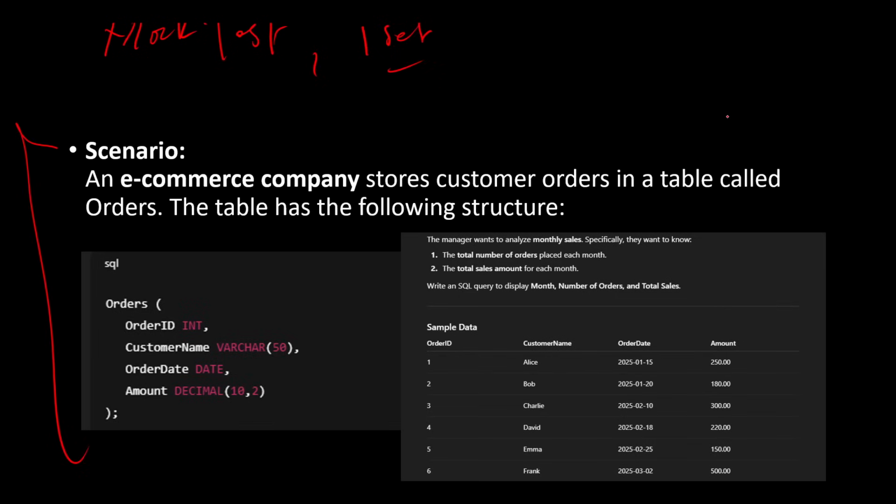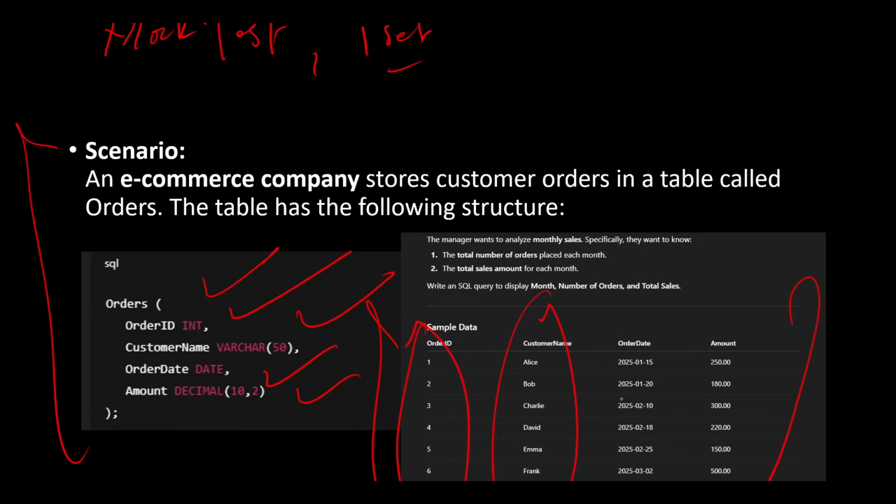Let's start the scenario. This was the question. An e-commerce company stores customer orders in a table called orders. The table has the following structure: order ID as integer, customer name as varchar, order date as date, and amount as decimal. So this kind of table is here, in which order ID, customer name, order date, and amount are given.